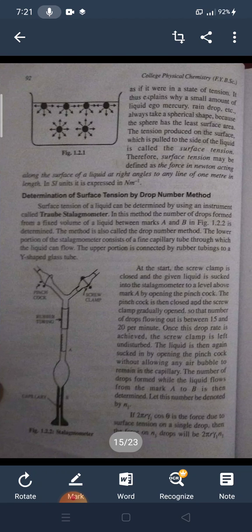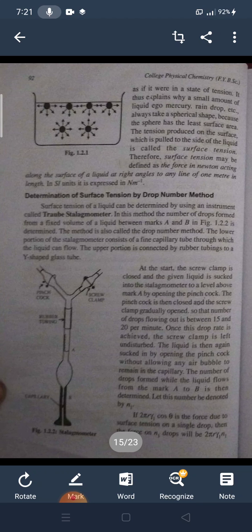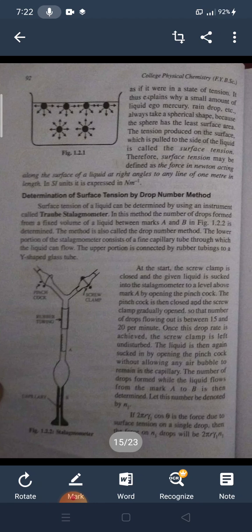It does explain why a small amount of liquid, such as mercury or a raindrop, always takes a spherical shape, because the sphere has the least surface area. The tension produced on the surface, which is pulled to the side of the liquid, is called the surface tension. Or it may be defined as the force in Newton acting along the surface of the liquid at right angles to any line of 1 meter in length. It is expressed in Newton per meter.